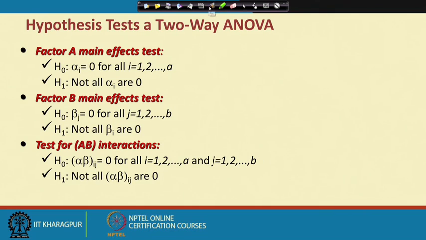Accordingly, the null hypothesis will be alpha i equal to 0 for all i. Again the counterpart alternative hypothesis will be not all alpha i are equal to 0, and similarly we can set it for beta j. This is for the second factor, and then finally there is the interactive effect. So, alpha beta ij equal to 0 means we assume that there is no interaction, but again the alternative will be that at least one interaction is there. So, this is how these typical structures need to be tested with this particular concept, right.